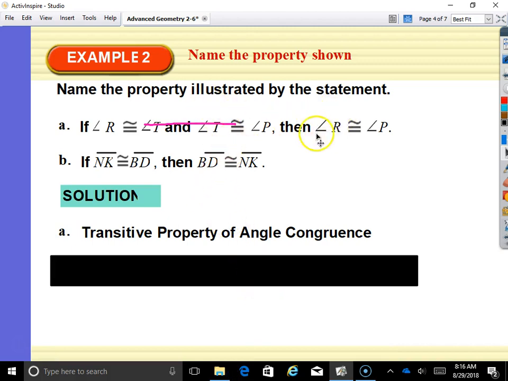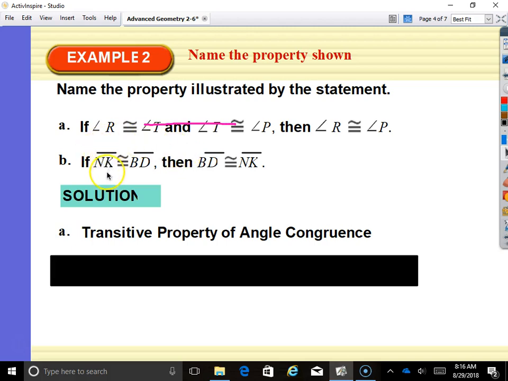This is dealing with angles and they're congruent. So transitive property of angle congruence. See how they do that? Transitive property of angle congruence because you're talking about congruent angles. How about this one?